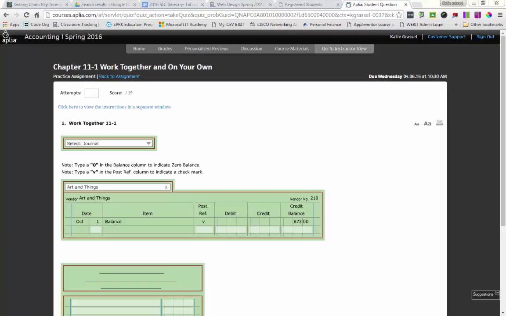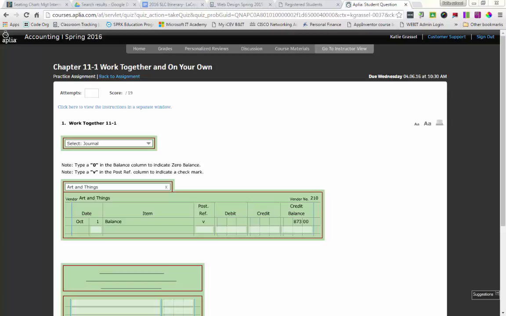Before, we could just do 13, 17 for the page number that we're posting from. But now we have to include the letter of our journal. So if I'm posting from a sales journal, it would be S and the page of my sales journal. If I'm posting from my cash payments journal, I can't use C because C could stand for a check. It could stand for cash. So I'm going to have to use CP for cash payments.